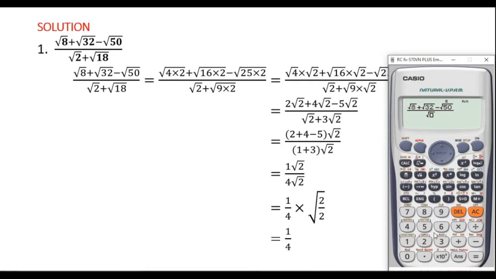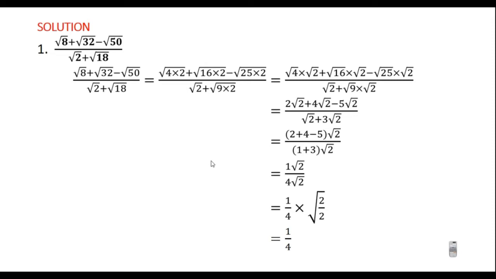Then square root of 2. Then you press this sign to remove it from there. Then square root of 18. So you press this on your calculator, and the calculator is giving us 1/4 as we have here. So whenever you finish with something like this, you can use your calculator to confirm your answer.